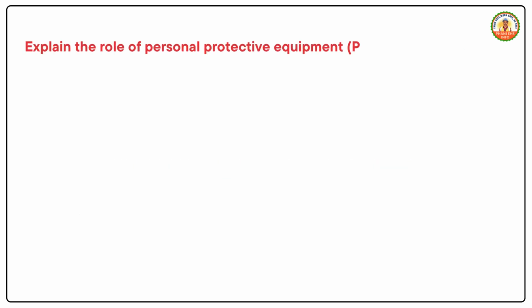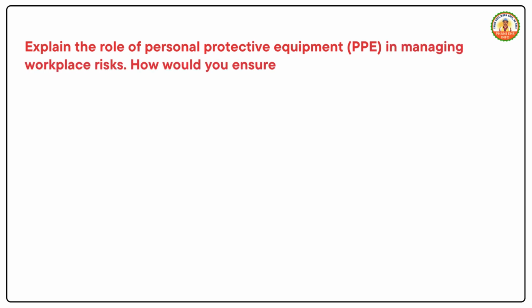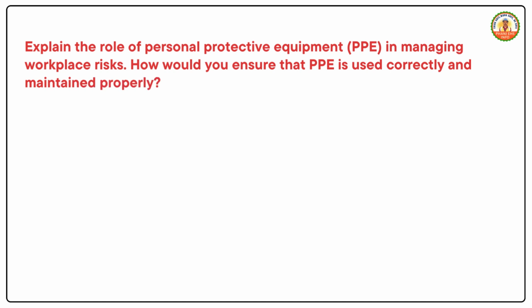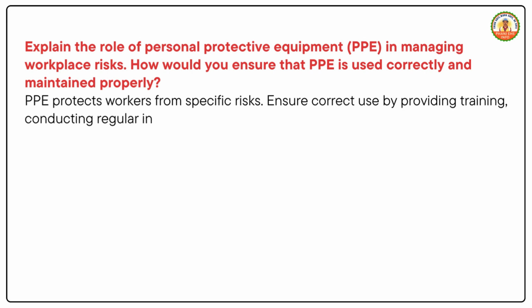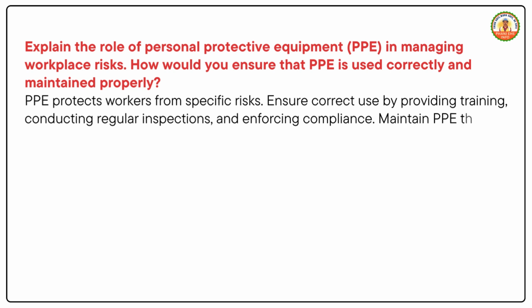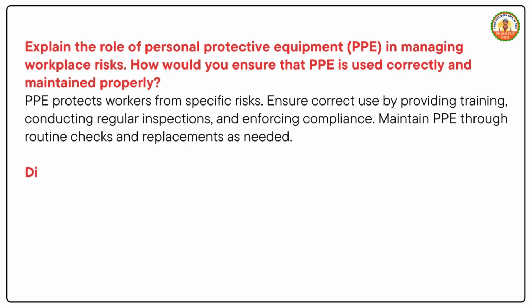Explain the role of personal protective equipment, PPE, in managing workplace risks. How would you ensure that PPE is used correctly and maintained properly? PPE protects workers from specific risks. Ensure correct use by providing training, conducting regular inspections, and enforcing compliance. Maintain PPE through routine checks and replacements as needed.